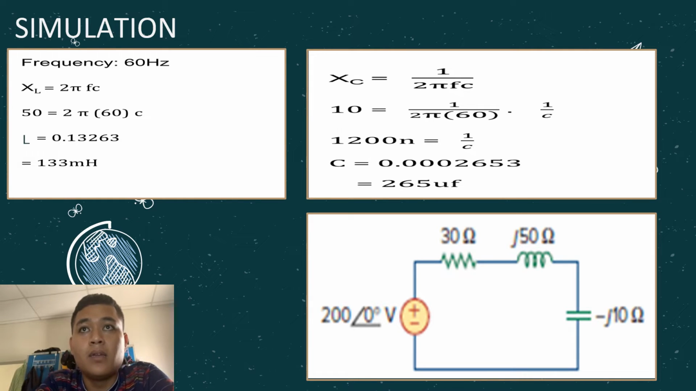Next, the formula is XC equals 1 over 2 pi FC.